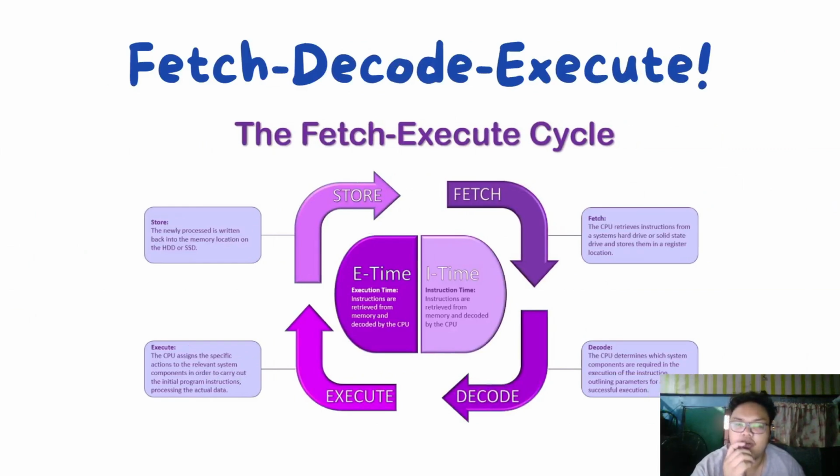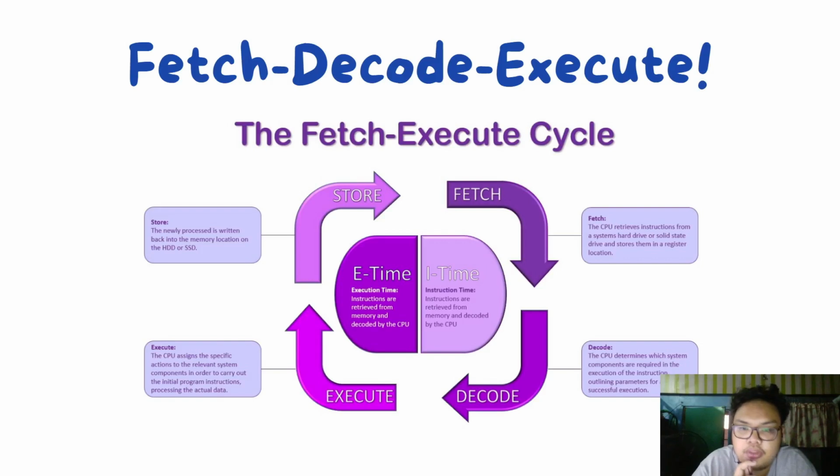The fetch, decode, and the execute cycle. Every task the CPU performs follows a simple yet powerful process called the fetch, decode, execute cycle. This cycle happens billions of times per second, enabling the CPU to handle everything from basic math to running complex programs. So here's how it works. Fetch, the CPU retrieves an instruction from memory. Decode, it translates the instructions into signals it can understand. Execute, finally, it carries out a command, whether that's adding numbers, storing data, or sending output to a device.